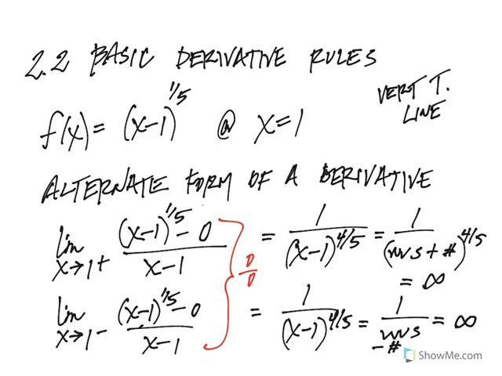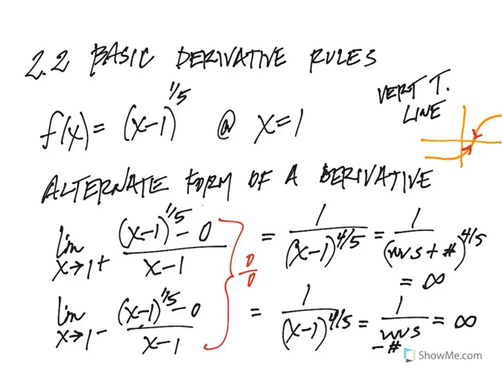And to give you a quick sketch, what I have here at positive 1 is something that looks like that. I've got positive infinity slope coming in from the left and positive infinity slope coming in from the right. So it is not differentiable. And the alternate form of a derivative shows, with the two-sided limit, that it is in fact a vertical tangent line.